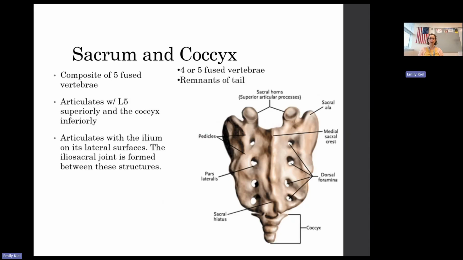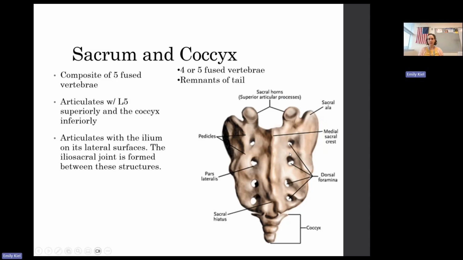And we've got our sacrum and coccyx. So the sacrum is 5 fused vertebra, articulates with L5 superiorly and the coccyx inferiorly, and then articulates with the ilium on the lateral surface, and that's the iliosacral joint. The coccyx is 4 or 5 fused vertebra, and it's the remnants of the tail, which was seen embryonically.